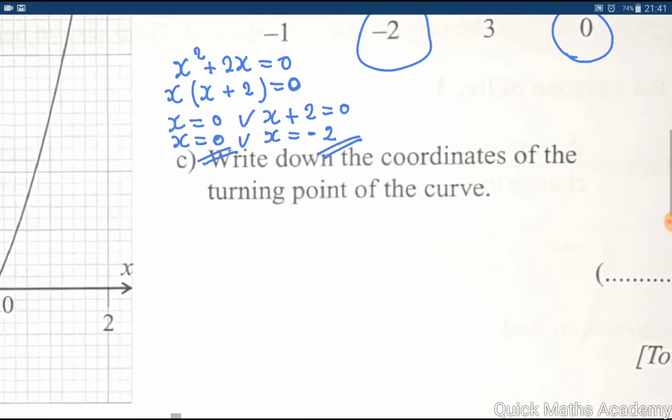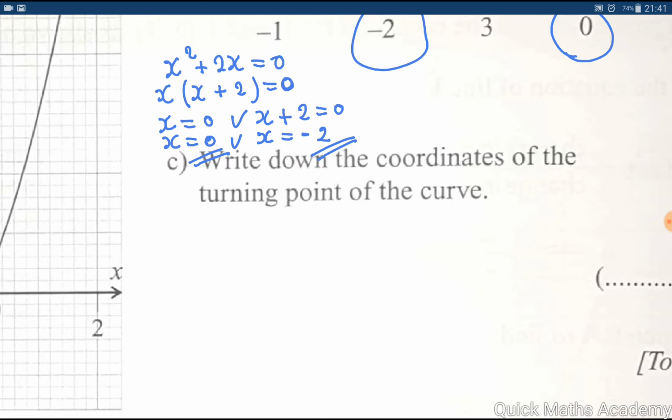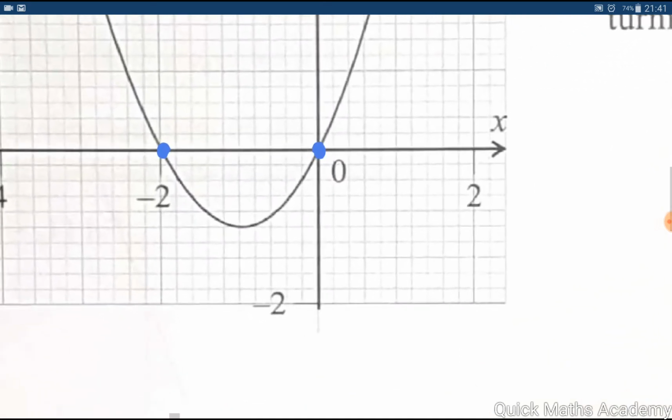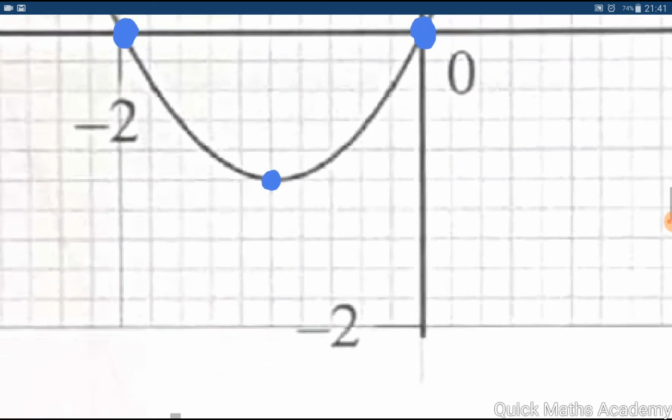Write down the coordinates of the turning point of the curve. The turning point is the point where the curve stops being, in this case, descending and starts being ascending. This point is that one here. On this point it switches direction, from going downward to going upward. So what I want is the coordinates of this point.